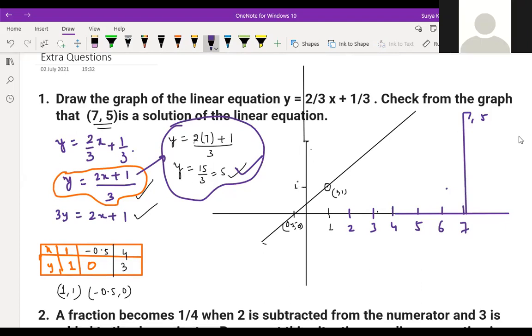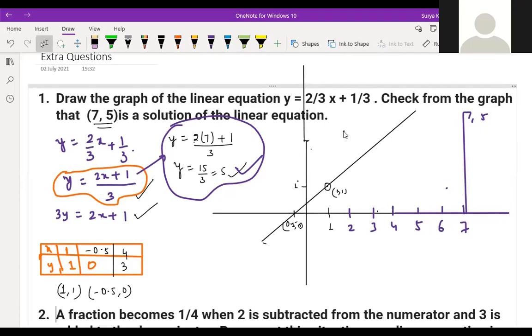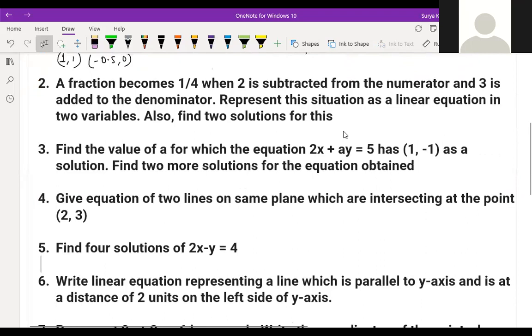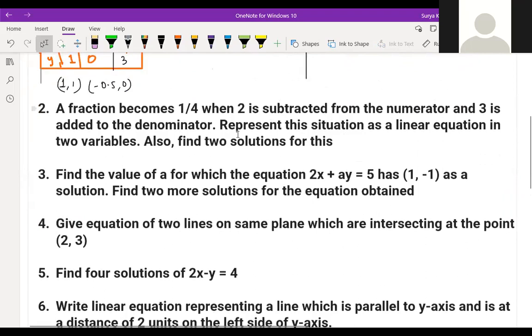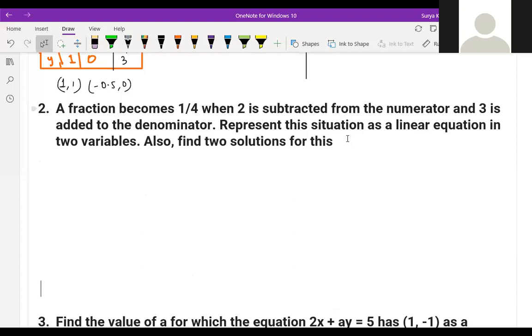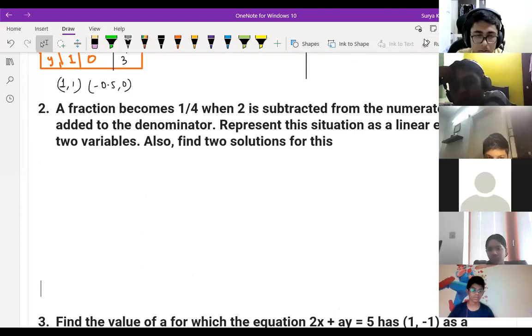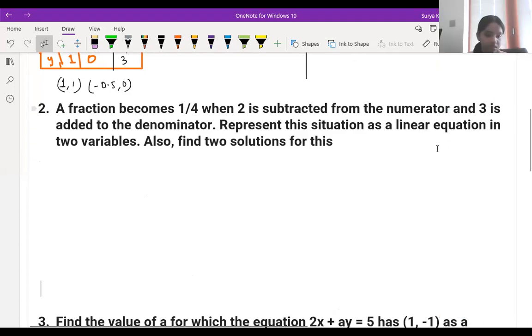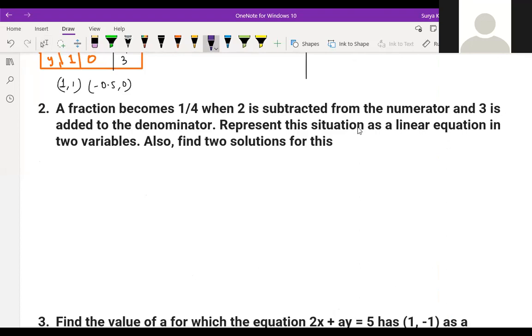All right, then we move to the next question, question number 2. The question is: if a fraction becomes 1 by 4 when 2 is subtracted from the numerator and 3 is added to the denominator, represent the situation as a linear equation in 2 variables and also find 2 solutions for this. Who will do this question? Shriyanvi, can you answer how to do this question?